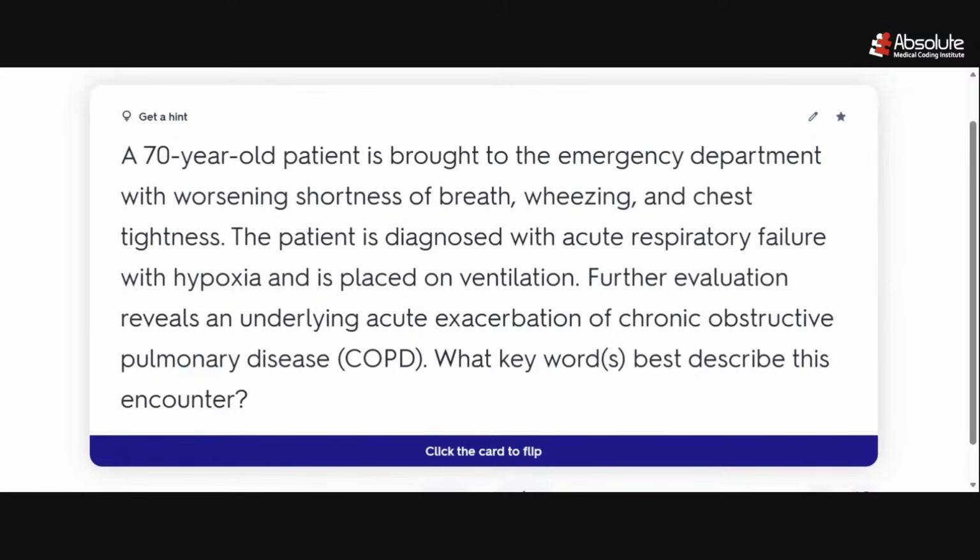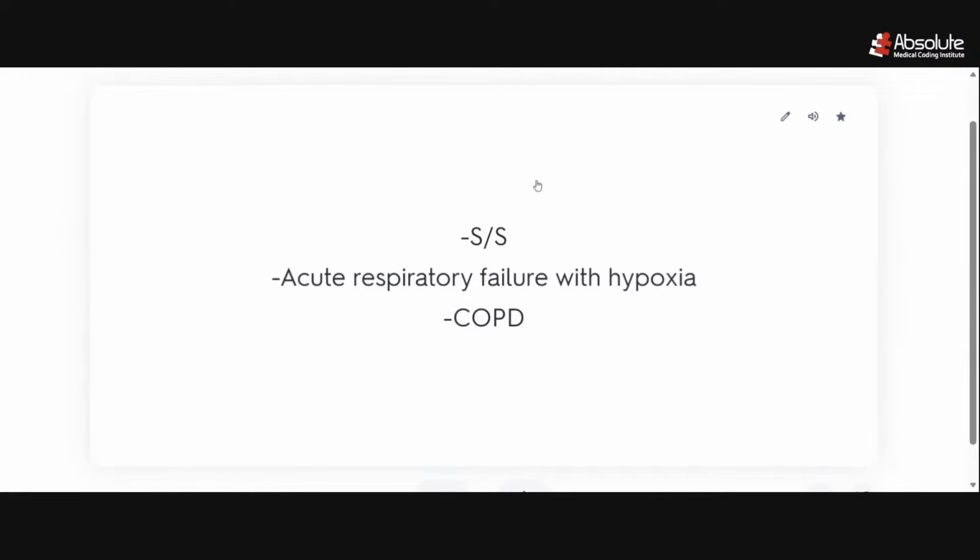All right, it has been about a minute, so if you are still typing in the chat, please continue to do so, but the keywords that I'm taking out of this situation are going to be those signs and symptoms that they listed, the shortness of breath, the wheezing, all of that. Also the acute respiratory failure with hypoxia, and then also that COPD that they mentioned in this scenario as well. So if you put anything along those lines, great job. Good to see everyone is on the right track.